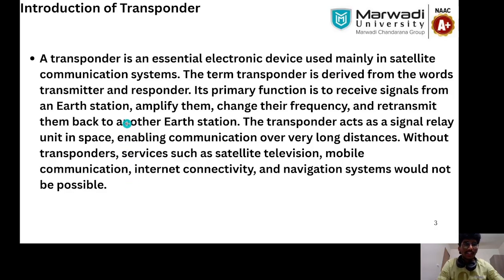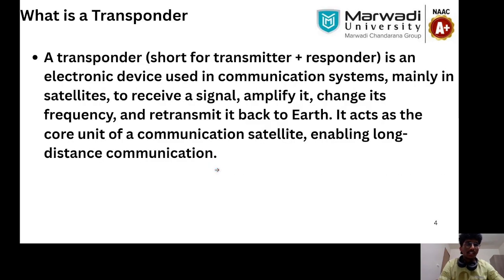Here is the introduction of a transponder. A transponder is an electronic device used in satellite communication. It receives signals from the earth, amplifies them, changes their frequency and sends them back to the earth, and it acts as a relay station in space and helps in long distance communication such as TV broadcasting, internet and mobile communication.